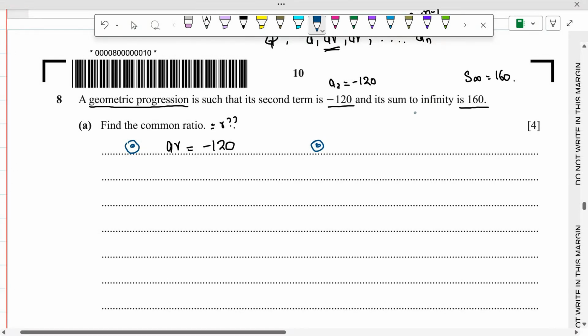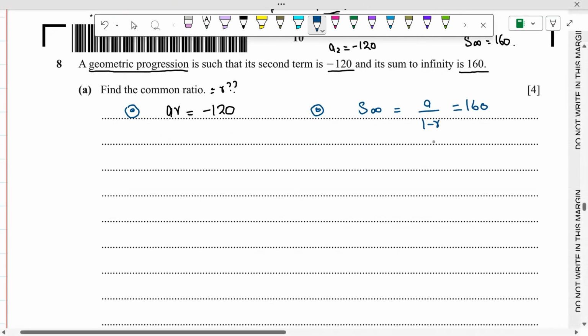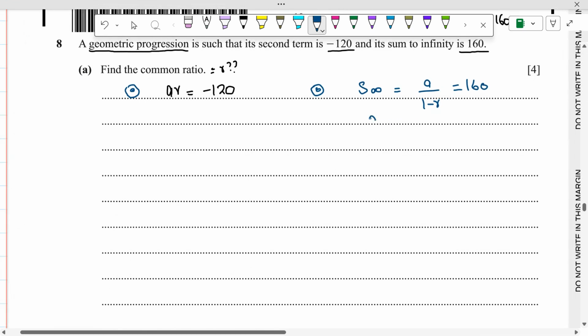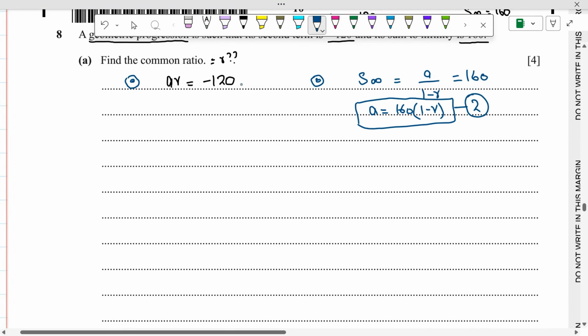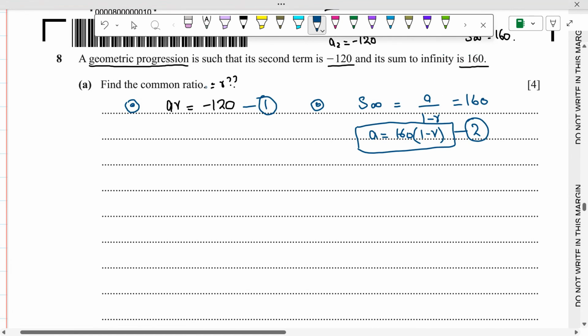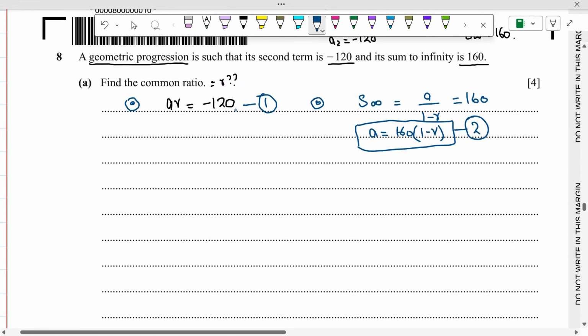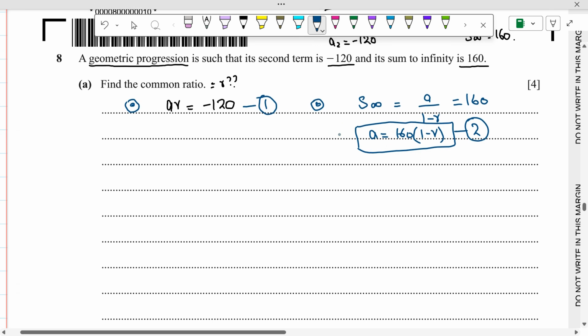Secondly, we have been given the sum to infinity, and we know that sum to infinity is equal to A over 1 minus R, and this is equal to 160. So solving this equation, we will have A is equal to 160 times 1 minus R. This is equation 2, and this one is equation 1. We need to find the value of the common ratio. So we have two equations, and by solving them simultaneously, we can find the value of R.